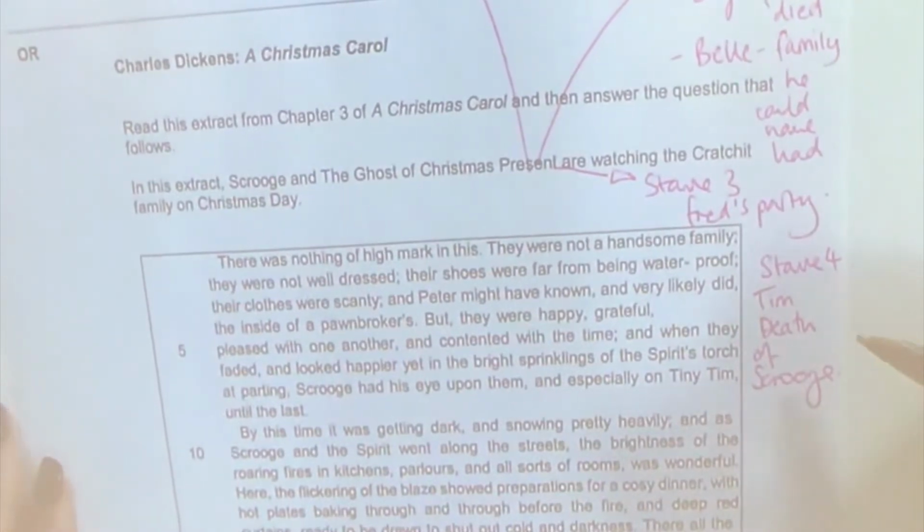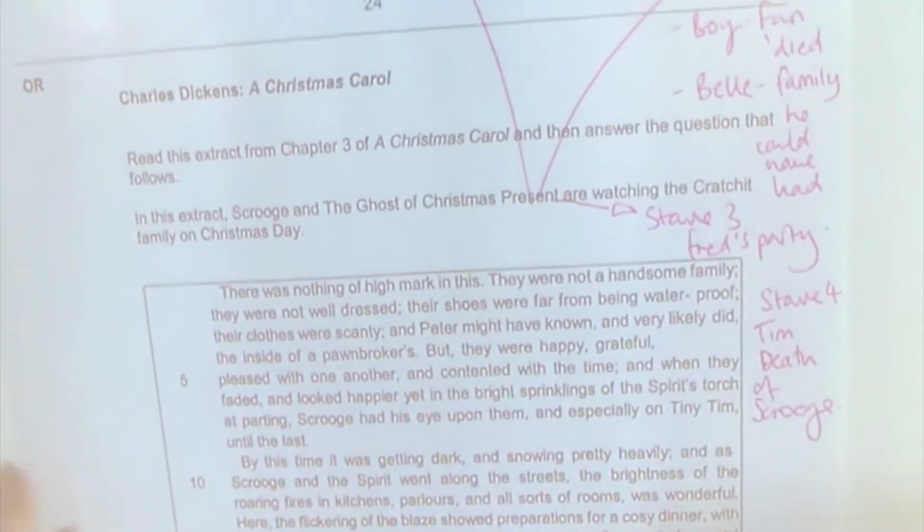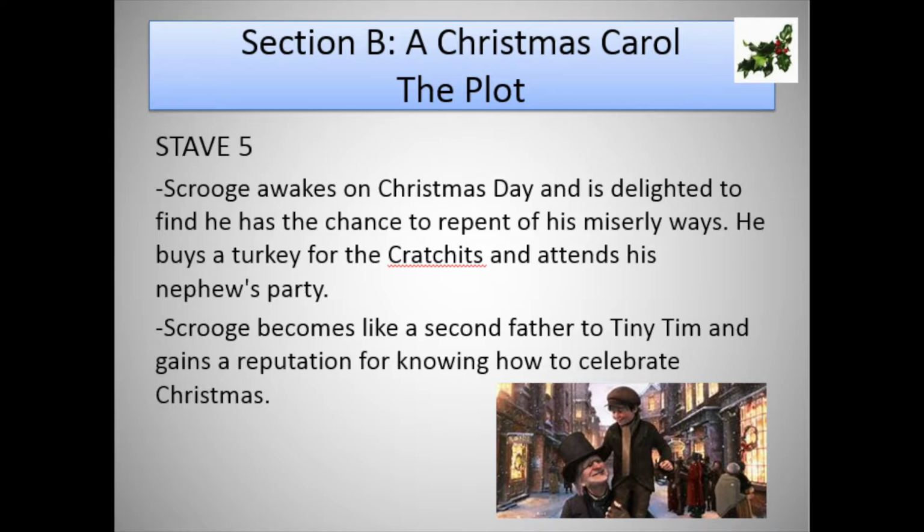Then we see stage 5, and we understand that Scrooge has changed, a completely unrecognisable character than he is in stage 1, and that his family takes him back. They forgive him straight away. We know that he becomes like a father to Tiny Tim, and all of those really important changes are made.